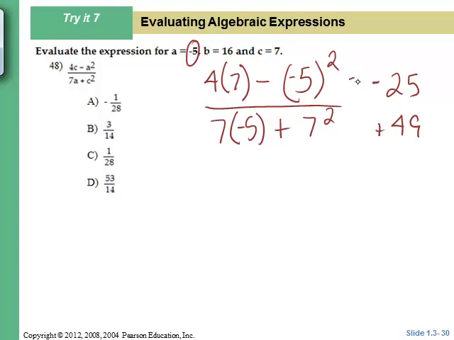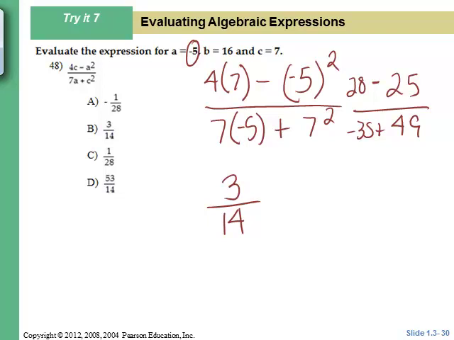4 times 7 is 28. 7 times negative 5 is negative 35. 28 minus 25 is 3. Negative 35 plus 49 is 14. Let's put it on our calculator and see what we get.